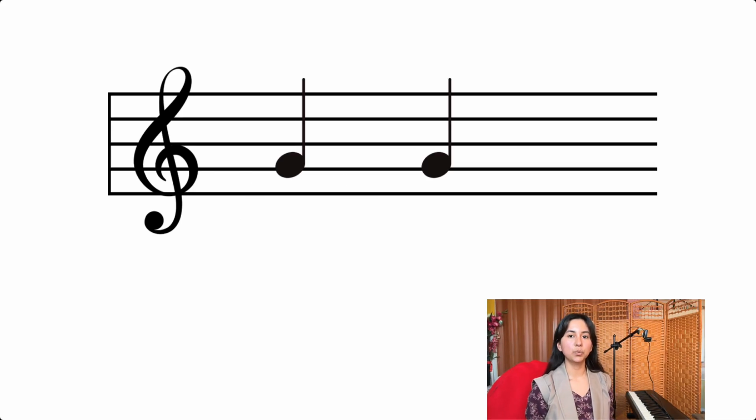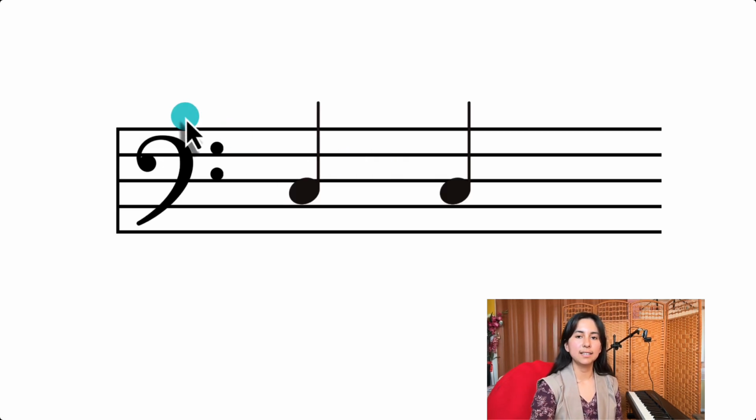A repeat is when the same note is played again. So right here, let's look at an example in the treble clef. Here our first note is a G, and then our next note is G again. It's the same note. So right here is an example in the bass clef. We have a C, and our next note is a C. So the note is getting repeated.